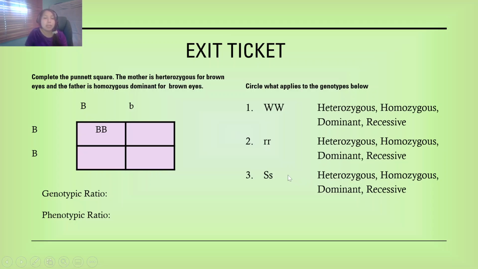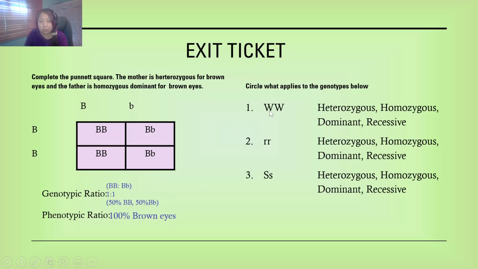Okay, so we see that we have 2 big B's, big B, small b, big B, big B, big B, small b, and the genotypic ratio? So we have another 1-to-1, where we have a 50% chance of getting a big B, big B, and a 50% chance of getting a big B, small b. And the phenotypic ratio? Here we get 100% chance of brown eyes for the offspring. All right, circle what applies.